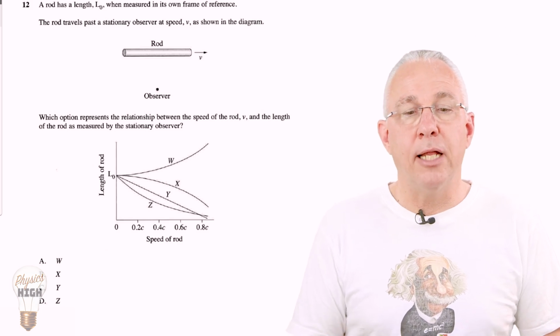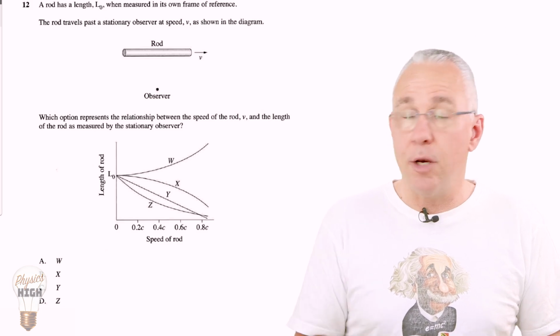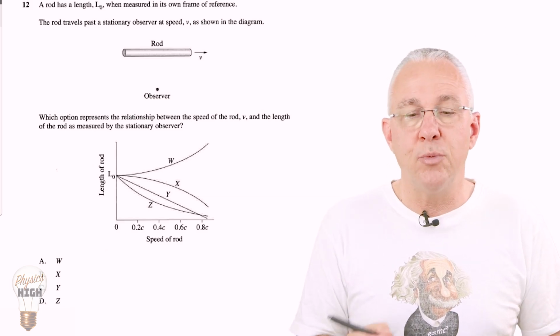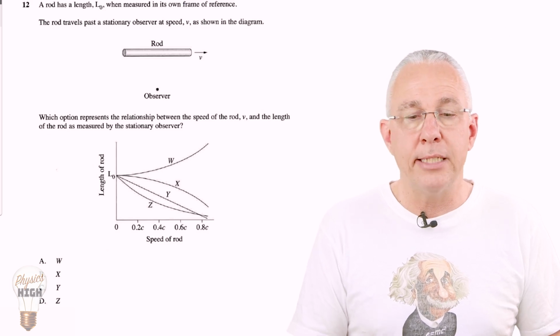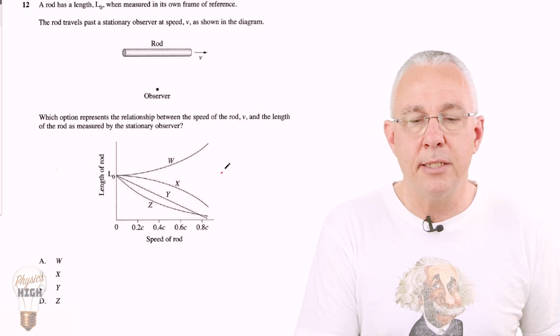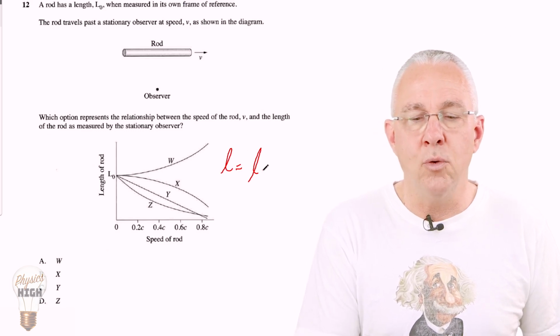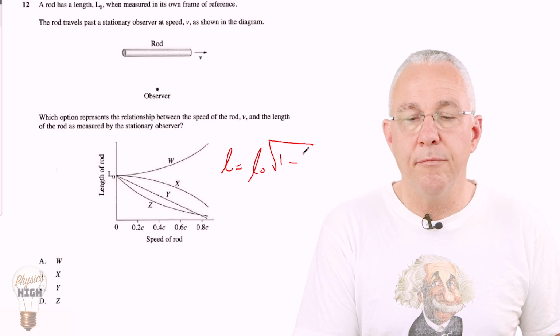A rod has a length L0, which is measured in its own frame of reference, and it asks which option represents the relationship between the speed of the rod V and the length of the rod as it's measured by a stationary observer. Now this is about length contraction. So in essence, the length is equal to L0, that is the proper length, multiplied by the square root of 1 minus V squared over C squared.